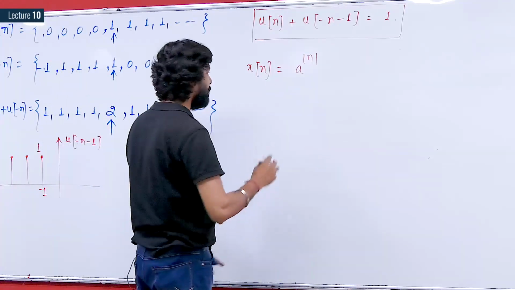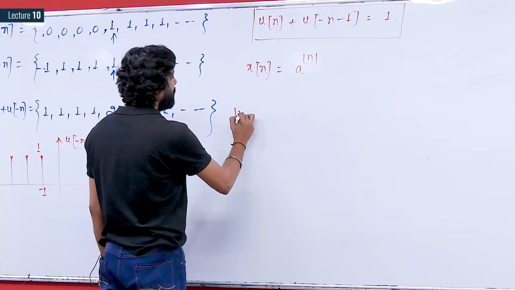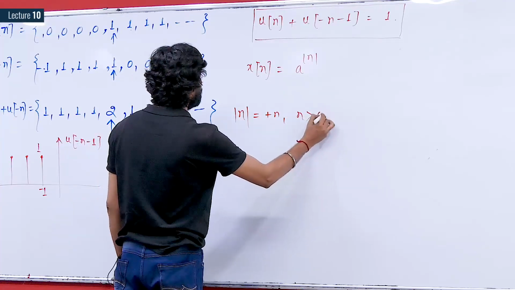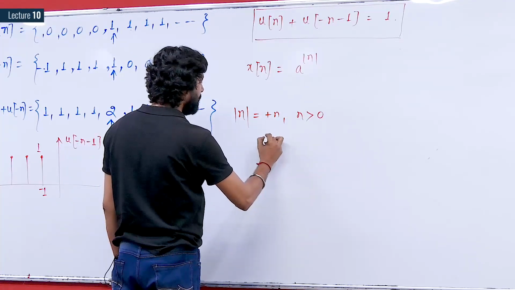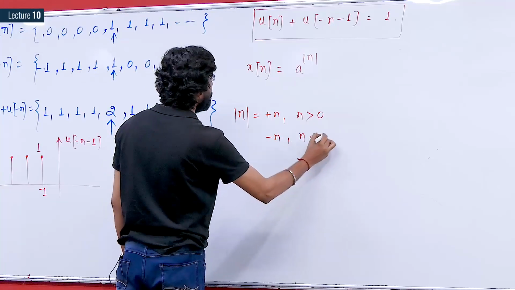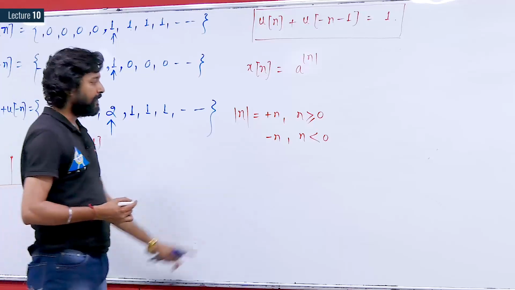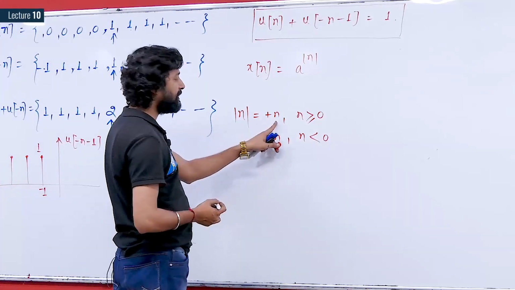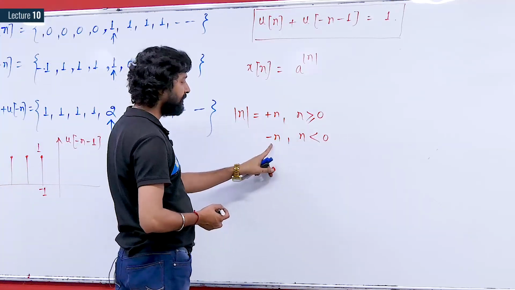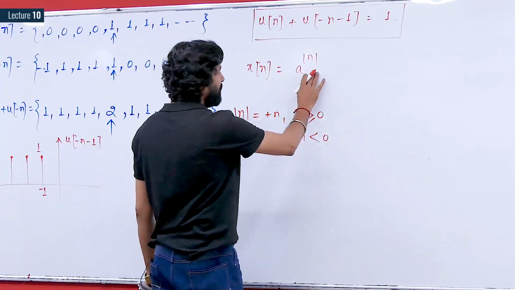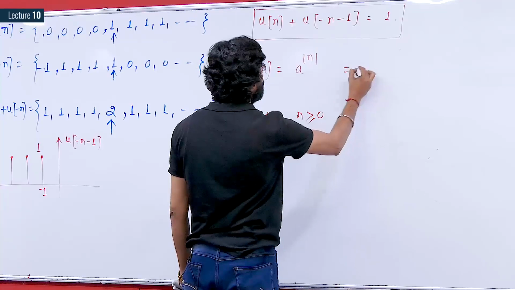Now we have discussed that mod of n is plus n for n greater than 0, and it is going to be minus n for n less than 0. You can take the equality sign on either of the two. So mod of n is plus n for n greater than 0 and minus n for n less than 0.